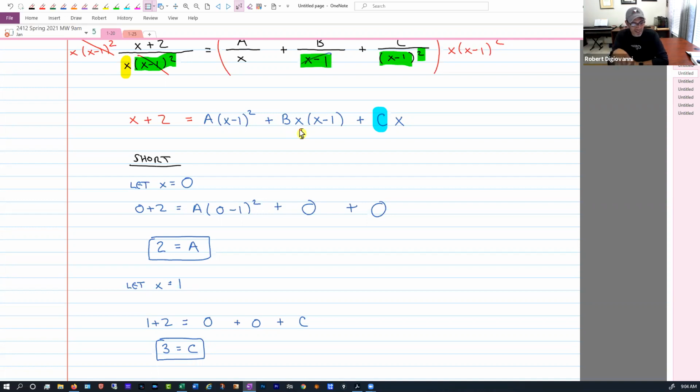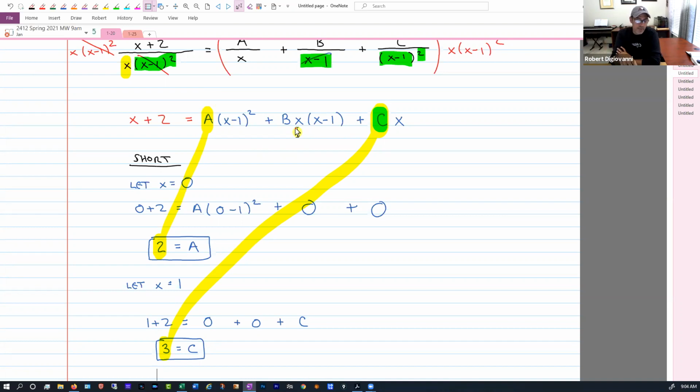There is a way we could manipulate this. Like right now, we could go in here, we could replace this A with 2. We could replace this C with 3, and then we could try and multiply everything out and see if we could get B. But again, anytime I can't get them all with the short way easily, I just go to the long way. That's just what I do.